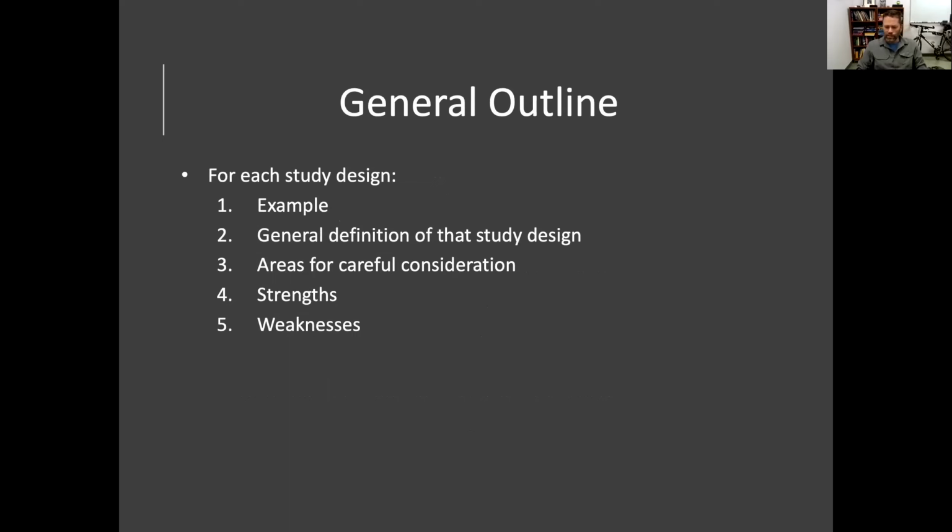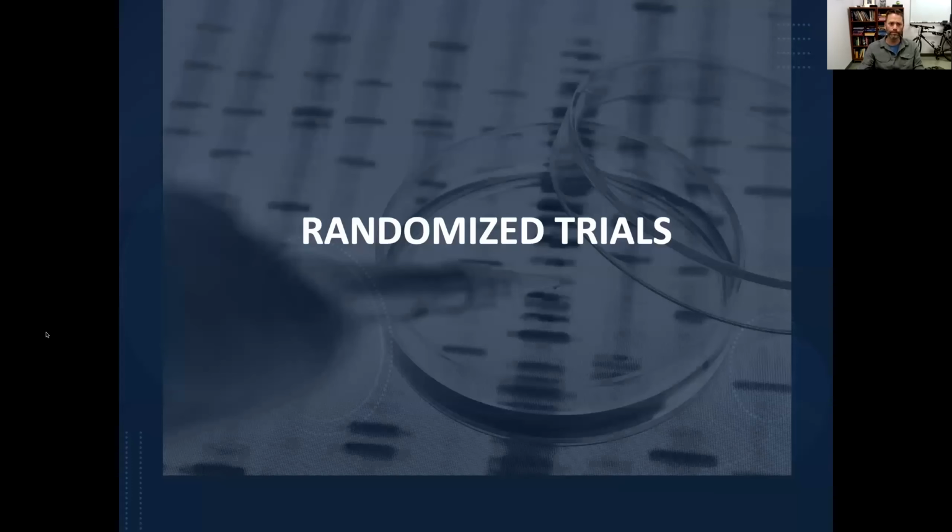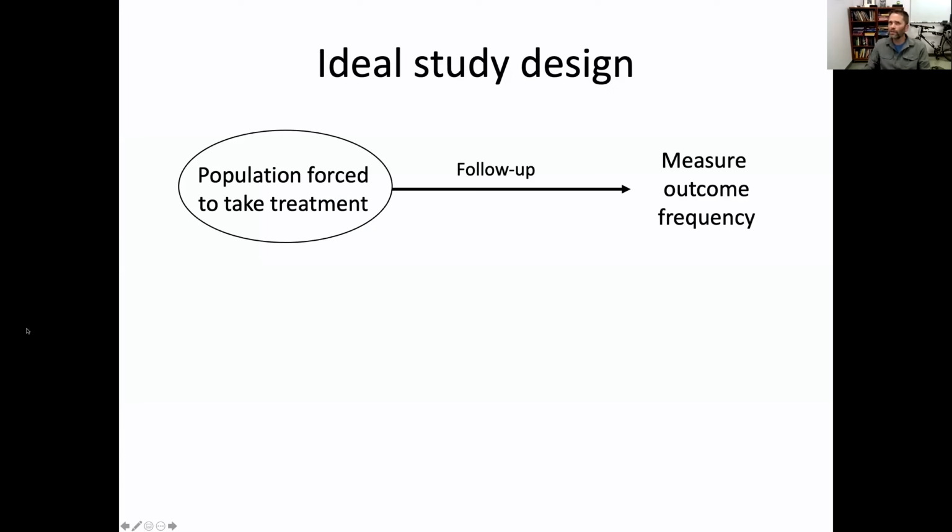So for each of the study designs, I'm going to give you an example of each study. I'm going to go through a general definition of that study design. I'm going to highlight some areas of careful consideration and go through strengths and weaknesses of the study design. We're going to start off with randomized trials because randomized trials get held up as the gold standard in biomedical research. I don't think that's actually a great thing for biomedical research to think of randomized controlled trials as the gold standard, and we'll go through that in a little bit.